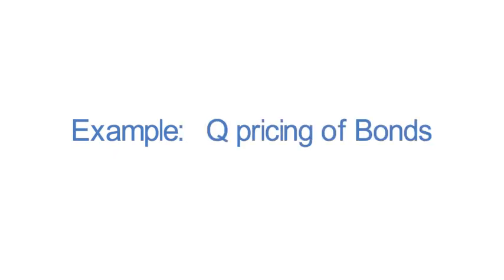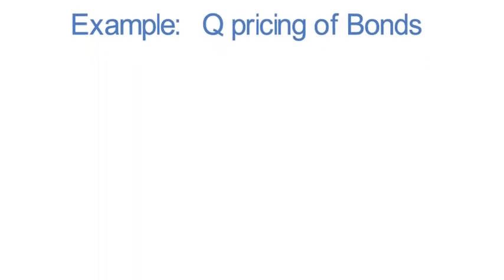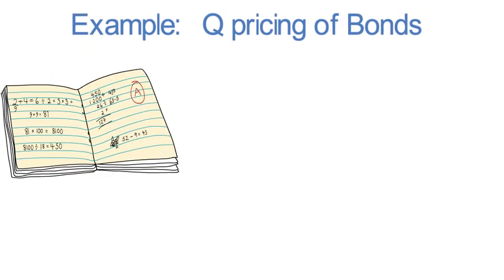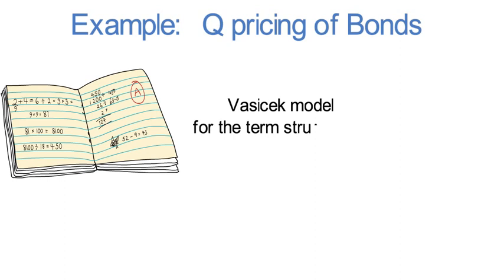This video provides you with a worked-out example for determining the price of assets using the risk-neutral Q pricing measure. Now, I've chosen an example from the fixed income market. The example guides you through the Vasicek model for the term structure of default-free bonds. In a strict sense, that is a model for inflation-indexed default-free bonds, or in short, real bonds.